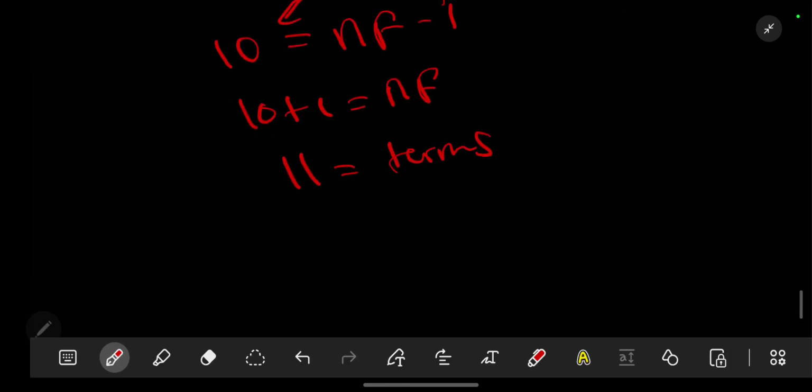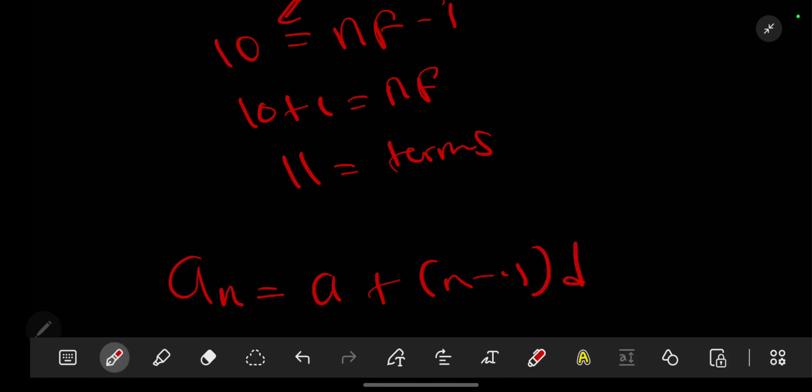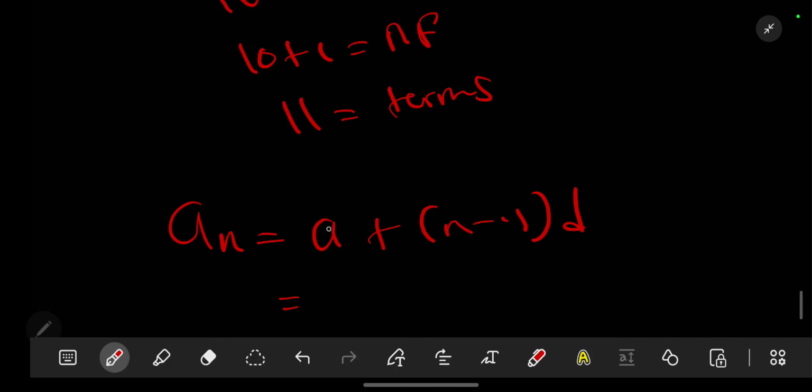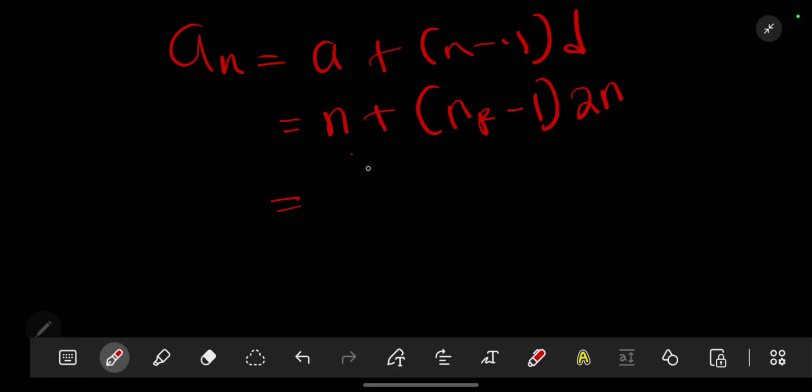Now we are going to find the nth term. The nth term is given as a plus (n minus 1) times d. What is our a? Our a is n. Then we have plus, how many terms do we have? We have 11. Sorry, the nth term, so let's just say n_f. Then we have minus our 1 times the d, which is our 2n. So we can multiply.